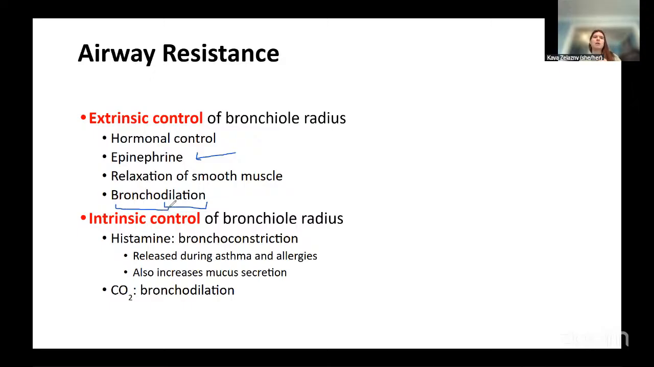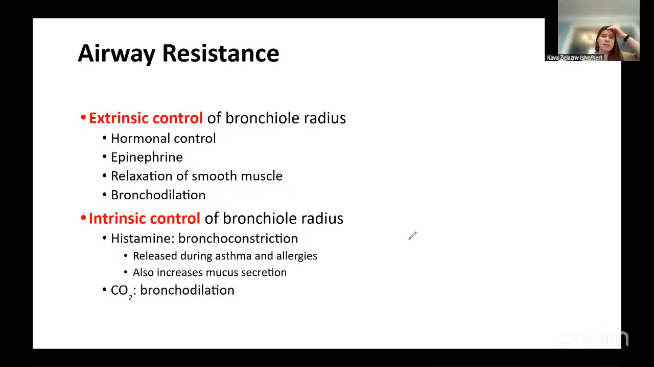Okay, so that's what we've got for extrinsic controls. We're thinking sympathetics dilating, parasympathetics constricting, and our epinephrine working along with the sympathetics, basically. So now we can flip to the intrinsic control. With intrinsic control, we're thinking about our local effects. Our local effects are any chemical compounds that are hanging out right there in the tissue of the lungs.